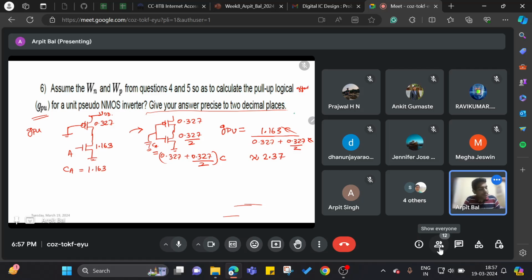Once we have this inverter with us, we just need to take the reference inverter. In this case, whatever is the PMOS width, that will be the PMOS width because it's a pull-up logical effort. Then to make it symmetric, you need to ensure that the NMOS width is the width of PMOS in the reference inverter divided by 2. Then we figure out what is the CA in both the cases, and GPU is the CA of DUT by CA of reference inverter. That comes out to be 2.37.